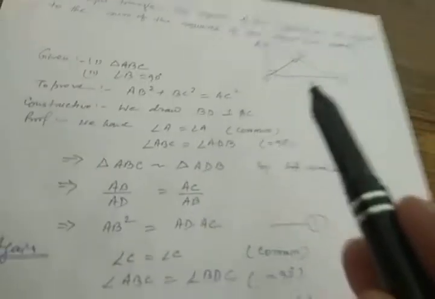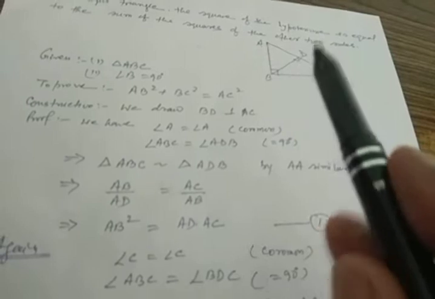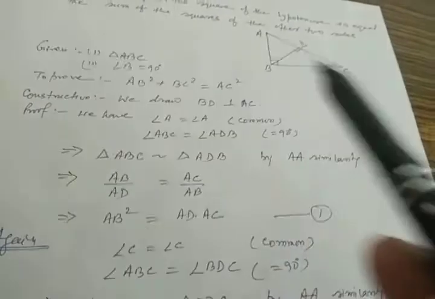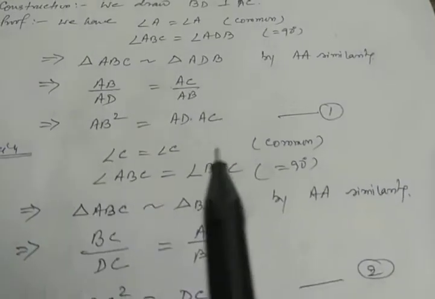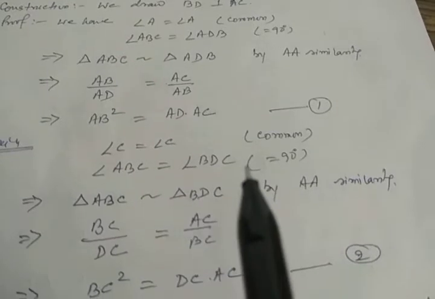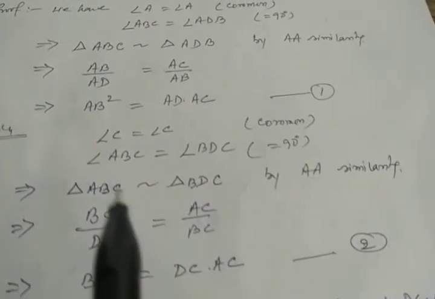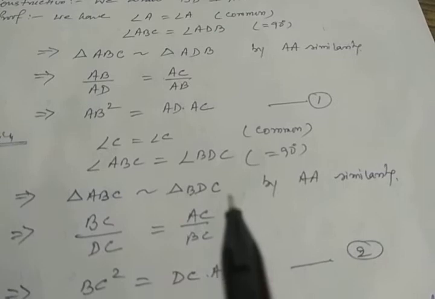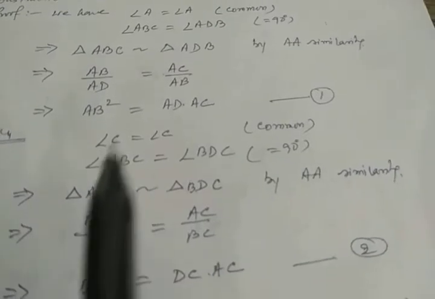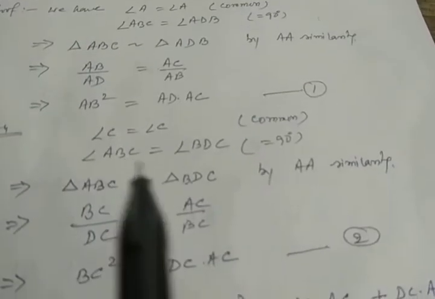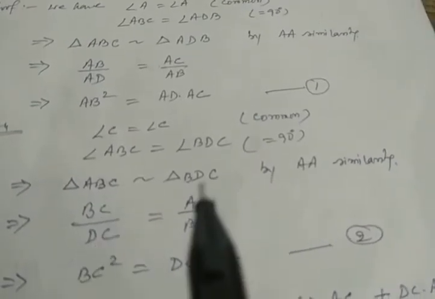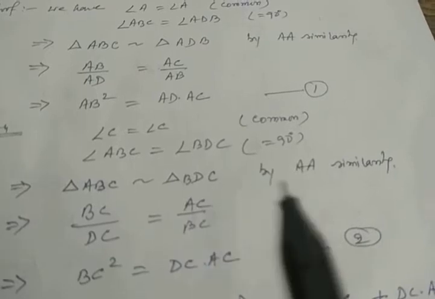The same thing we are doing once again for this smaller triangle, just see BCD, and the bigger triangle ABC. What is common? C is common and angle B is equal to angle D. See once again, angle C is equal to angle C and angle ABC is equal to angle BDC, 90 degrees. So the triangle ABC is similar to triangle BDC by AA similarity. See once again, C is equal to C, so third position C is equal to C. Second position, B is equal to D. So the name should be BDC.